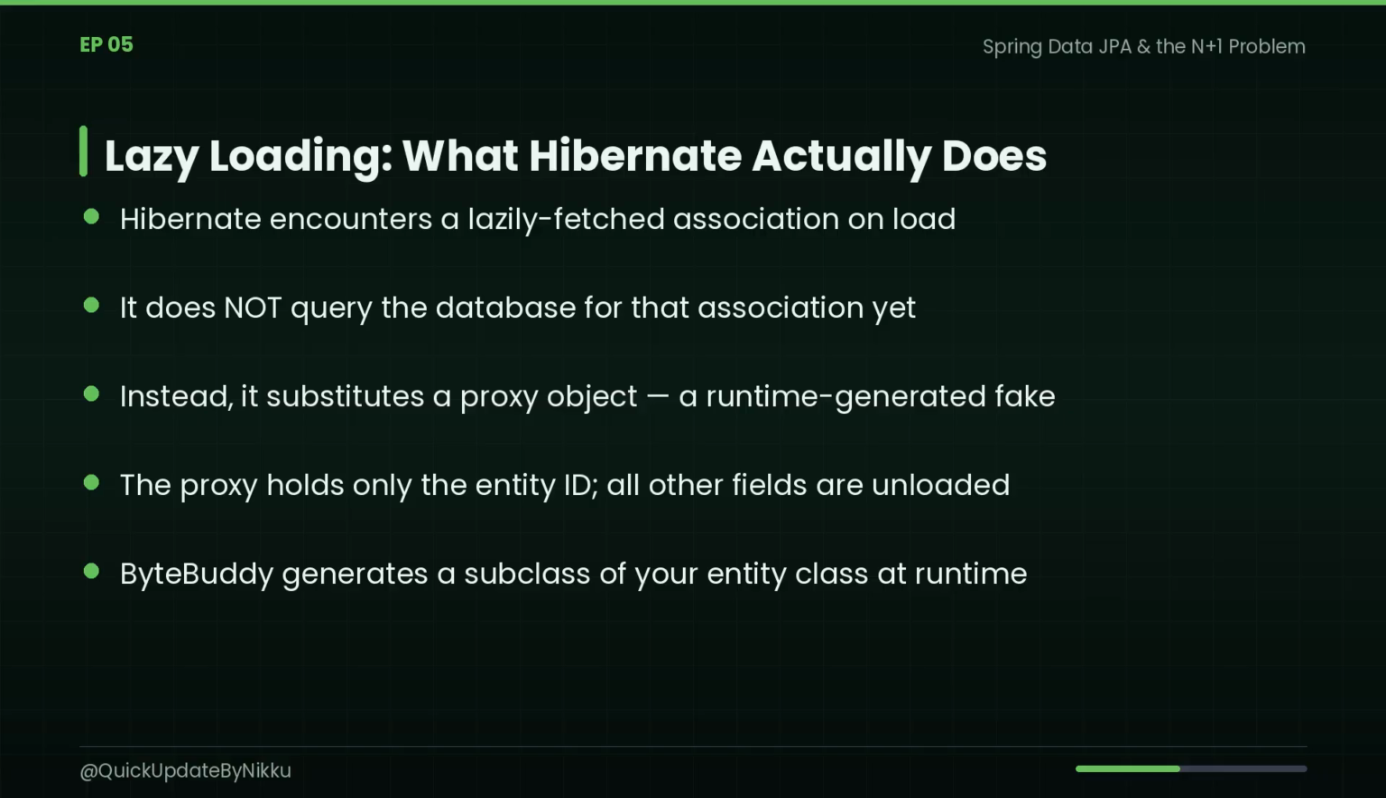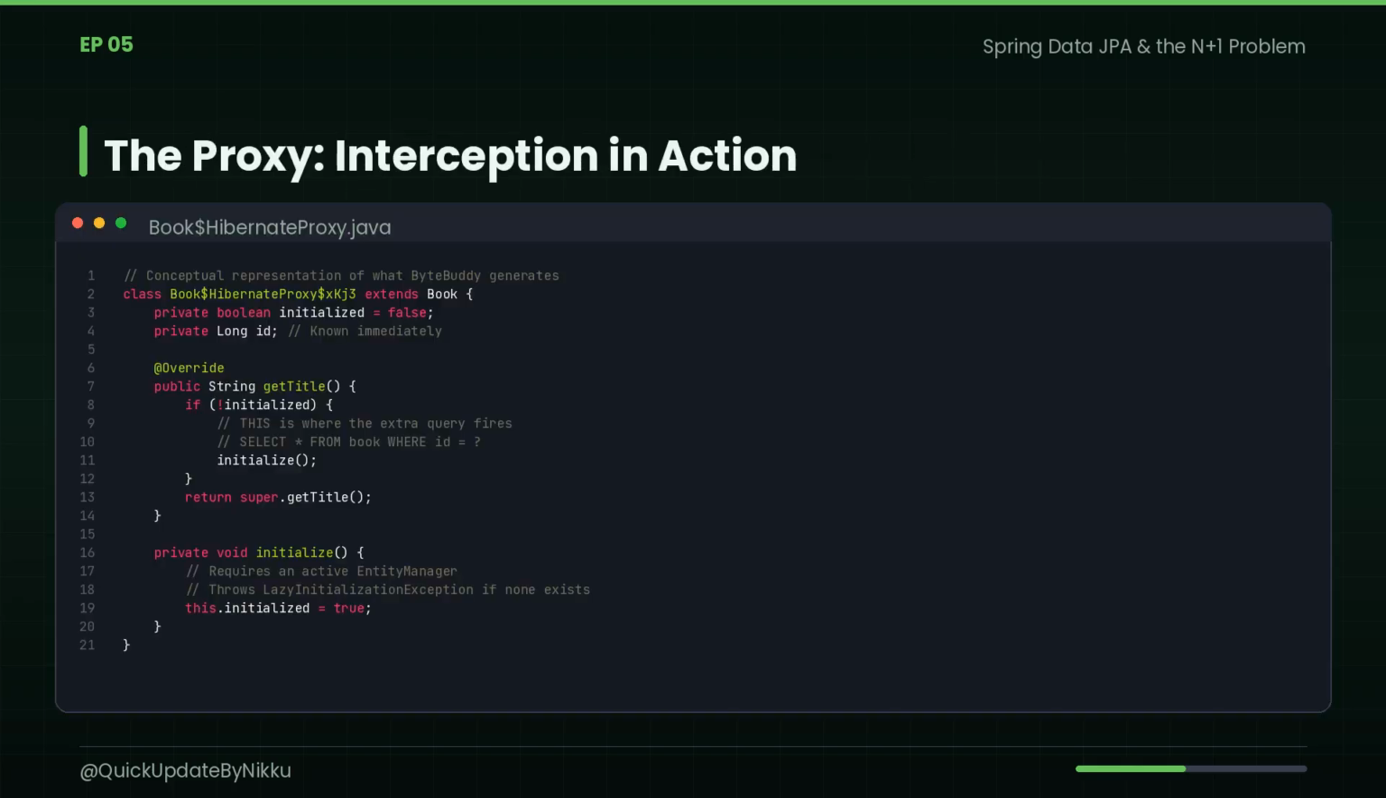When Hibernate loads an author entity and sees a lazily fetched books collection, it hands you back a bytecode-generated subclass of your entity, not the real thing. That proxy knows the entity's ID and nothing else. No SQL has been fired for the association yet. Every lazily loaded entity is secretly one of these generated subclasses.